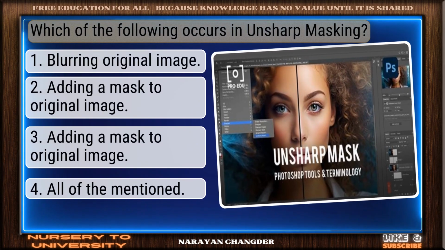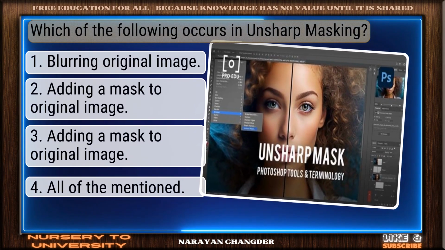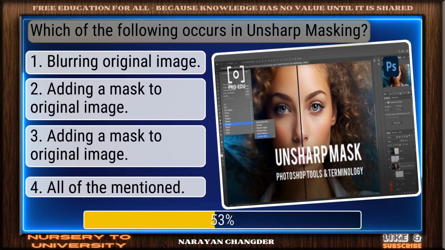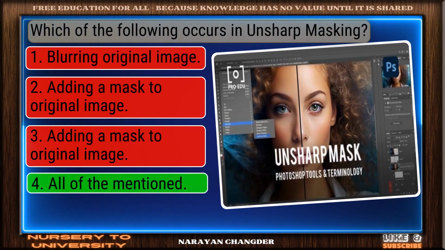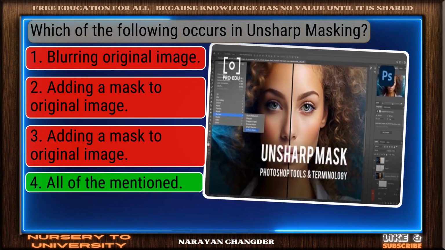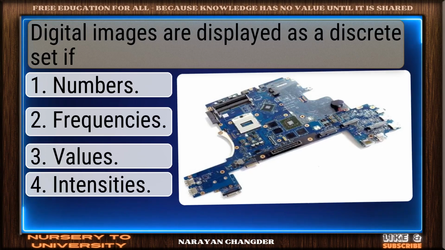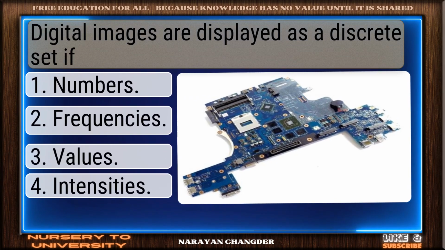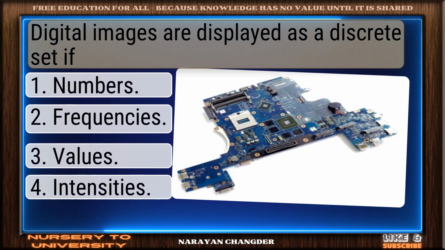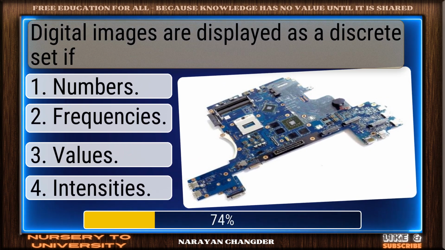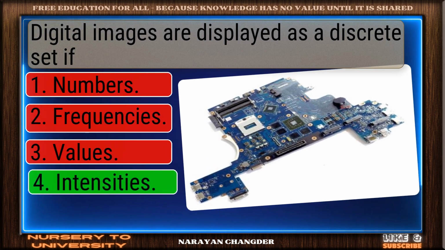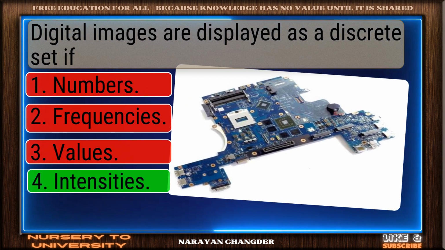Question number 56. Which of the following occurs in unsharp masking? Well picked. All of the mentioned is the correct answer. Question number 57. Digital images are displayed as a discrete set of. Great job. Intensities is the accurate answer.